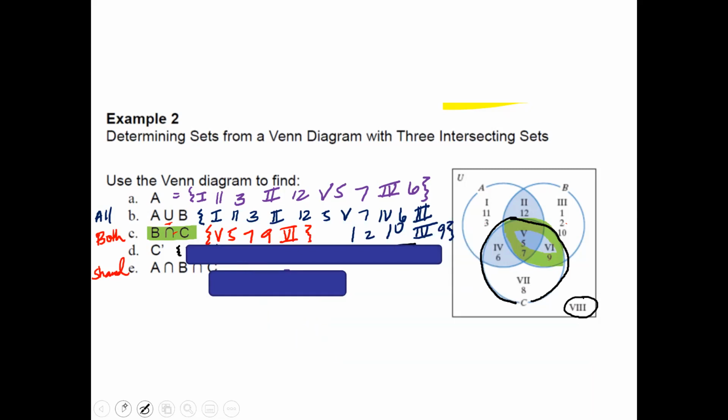Next one is going to be B intersection C. So you are looking at what is shared between B and C, all of the numbers in B and C. So here is B and here is C. So what do they share? It's going to be right here. So you're going to have Roman numeral V, Roman numeral VI, regular numbers 5, 7, and 9. Right here.